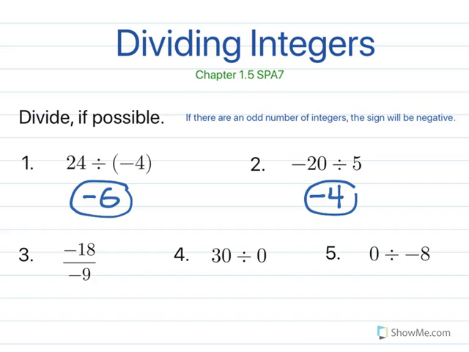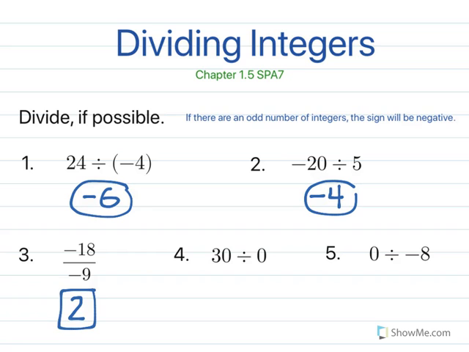Now, with number 3, we have 18 divided by 9 is 2. And we have two negative signs, which is an even amount. Therefore, the answer will be positive. So the answer is just positive 2.